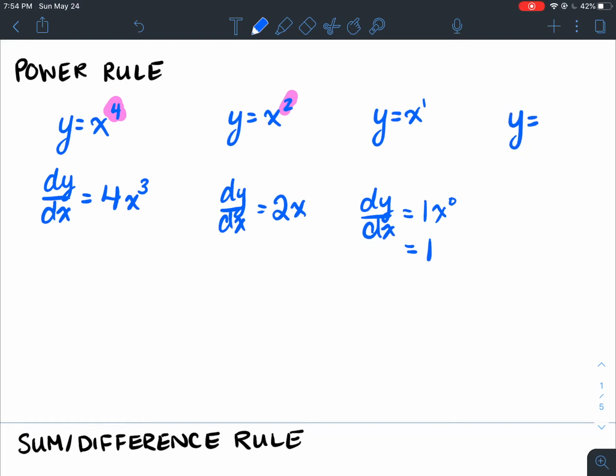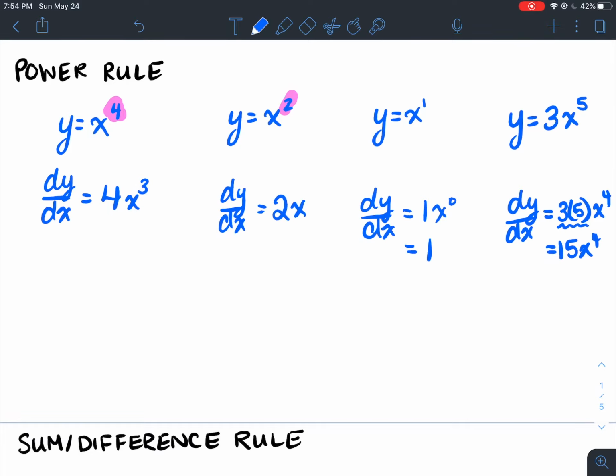Also, we learned if you have a coefficient out front, like 3x to the power of 5, then that coefficient just stays there. When you bring the 5 out front, it ends up getting multiplied by that coefficient. 5 minus 1 would be 4. So this would end up being 15x to the power of 4. So that is the power rule.